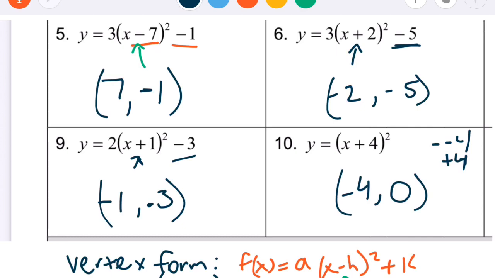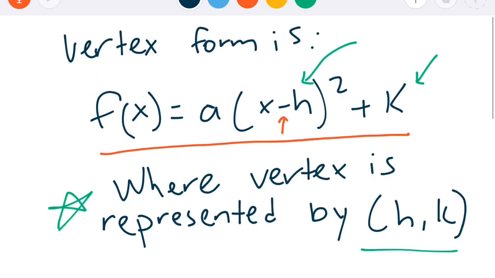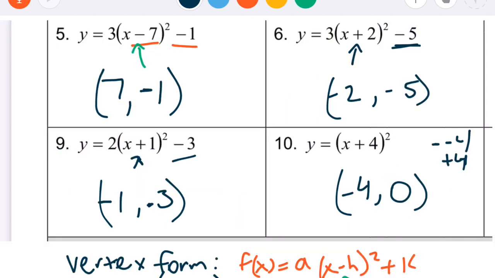Alright, so just a quick wrap up. This is the vertex form, which is underlined in red. It is also right here in red. And then we can just use that, and we can pay attention to the h value and the k value to actually tell us what the vertex is from that equation.